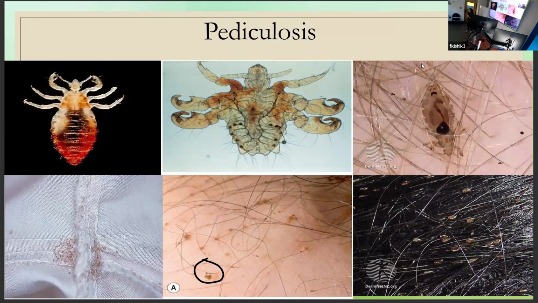Now, these lice, they do not fly, they do not jump. They're going to be spread by skin-to-skin contact. So that could be casual contact, that could be sexual contact, and they can also be spread via fomites.